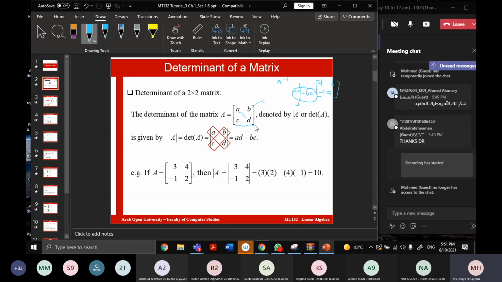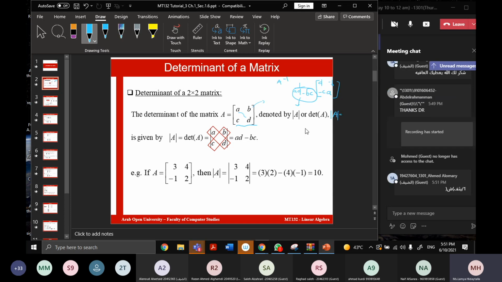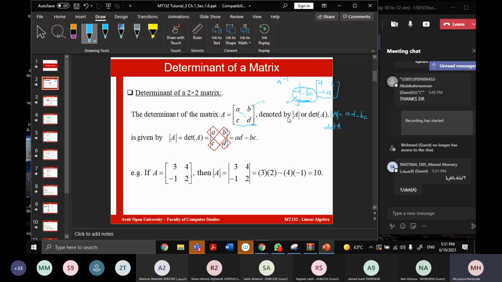What is the determinant of this 2x2 matrix? We write determinant of A, or we can write it like this. So it is equal to what? If it is a 2x2 matrix, then AD minus BC. To find the inverse, that means the determinant should not equal zero, because we don't want this to equal zero. So the determinant should not equal zero. When we make the inverse, this part is one over the determinant of A.